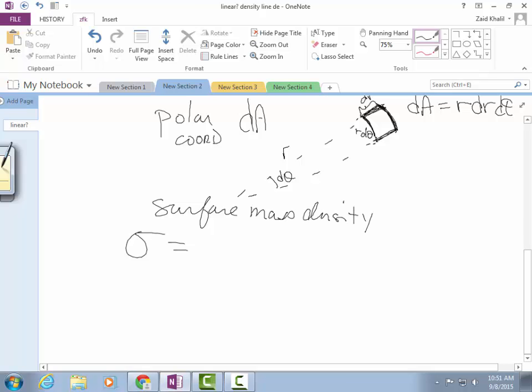Let's see. Surface mass density. Well, it would be whatever quantity you're dealing with, which is m. So you're going to have dm, and the denominator is going to be dA.